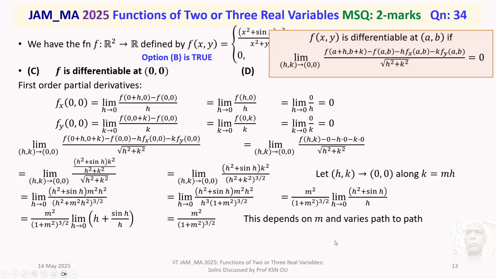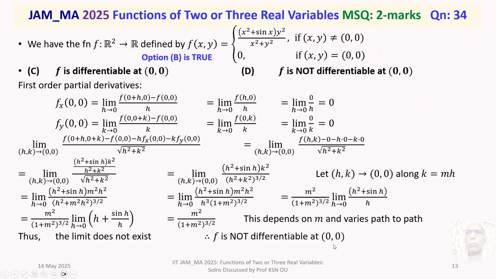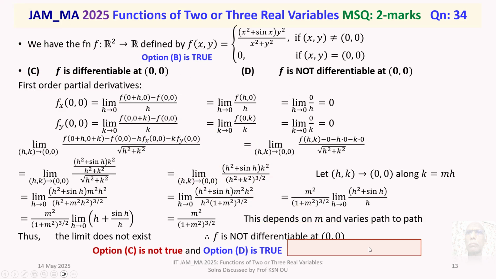This depends on m and varies from path to path. Therefore, the limit does not exist. Therefore, f is not differentiable at (0, 0). So, f is not differentiable at (0, 0). That's the option D is true. Option C is false. Option C is not true and option D is true. And we have already seen option B was true. Therefore, the answer to this question is options B and D.